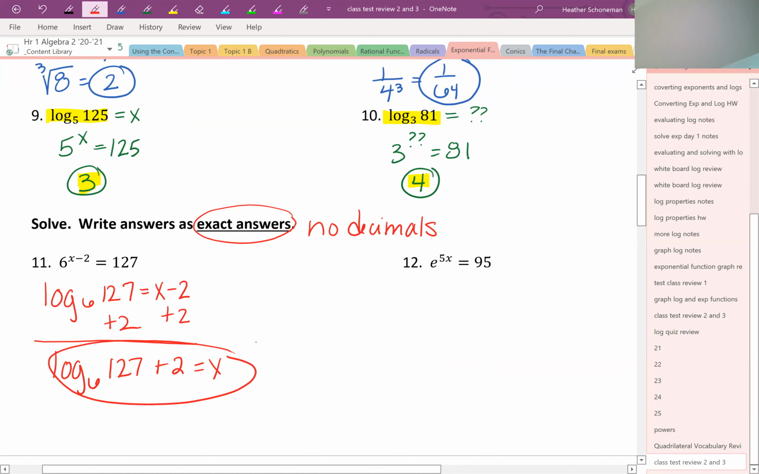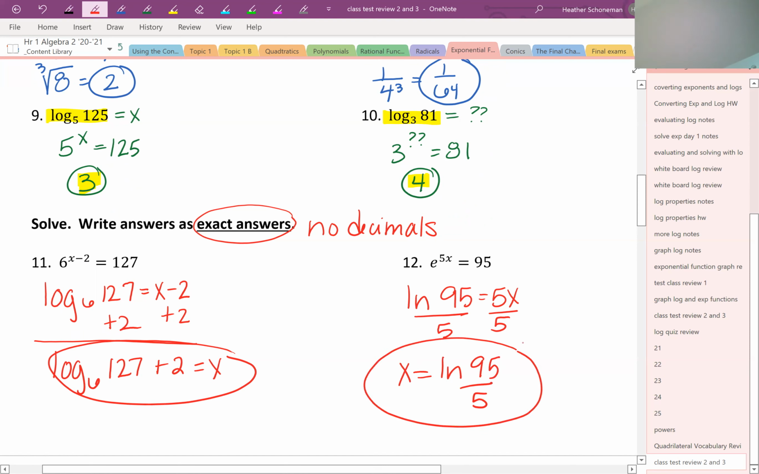Same thing on number 12. Number 12, I would rewrite that as log base e, but we don't write log base e. We write the natural log of 95 equals 5x. So to solve, I'm going to divide by 5. So I can say that x equals the natural log of 95 over 5.